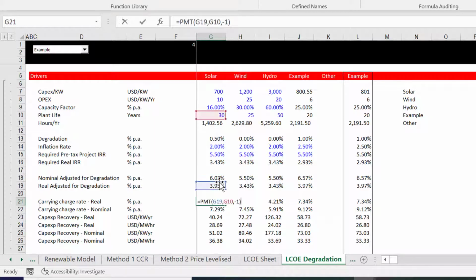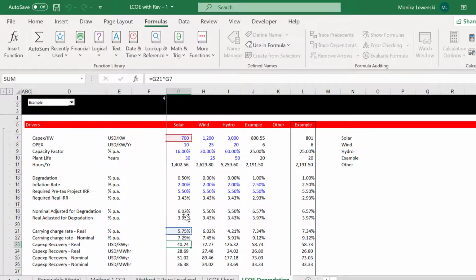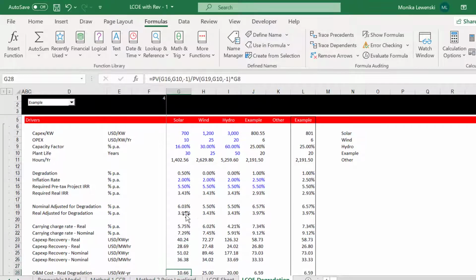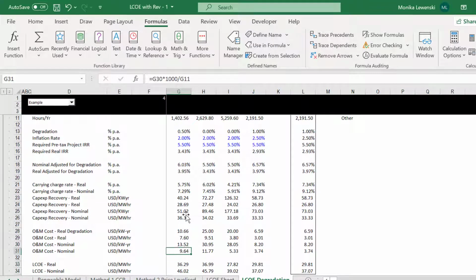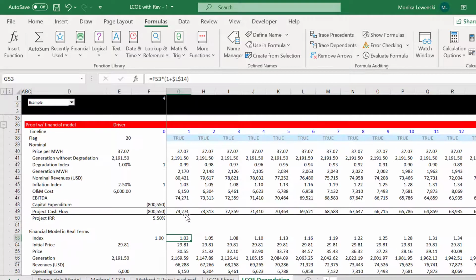And once we did that, then we can get a real carrying charge rate. And then we need to also adjust the O&M costs. And the O&M costs have to essentially be inflated or deflated along with the decommissioning, just like we did for the others. And then when we do that, here is the great news.